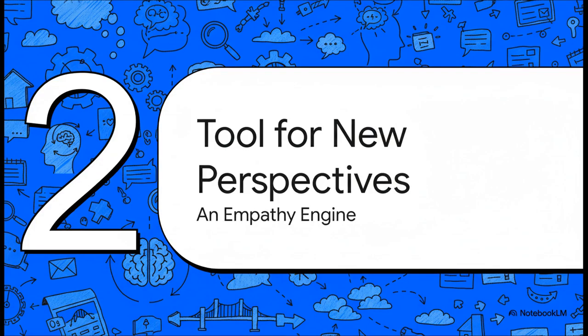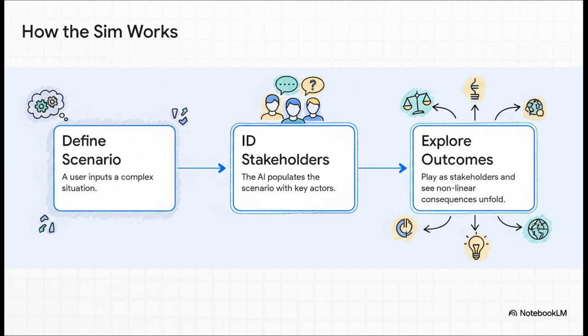That brings us to section 2, a tool for new perspectives. We're basically looking at a prototype for what you might call an empathy engine. Now, how this tool works is actually pretty straightforward. First, you just define a complex situation. Then the AI jumps in and figures out all the different people involved, the key stakeholders. And from there, you get to step into the shoes of any of them, make decisions, and then just watch. You see these wild, non-linear consequences ripple out. A tiny decision one person makes could set off a whole chain reaction you would never, ever see coming.